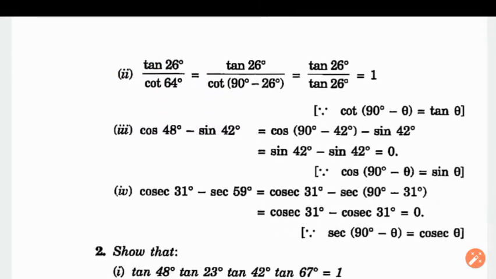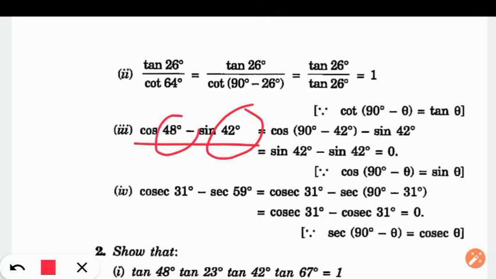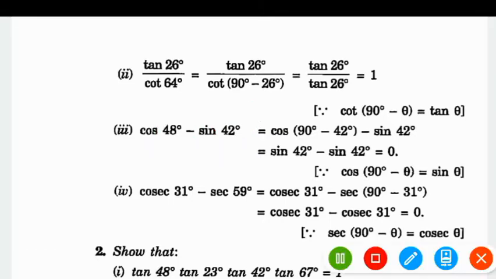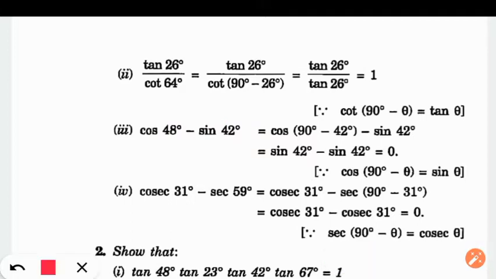Now number 3. Again here we have cos 48 degree minus sin 42 degree. See, 42 degree and 48 degree are complementary to each other. Now change any one of them. So in place of 48 degree, can we write 90 minus this angle? 90 degree minus 42 degree gives you 48 degree.